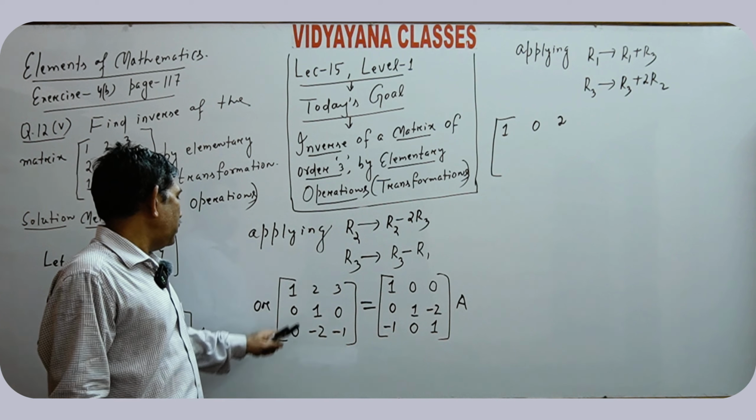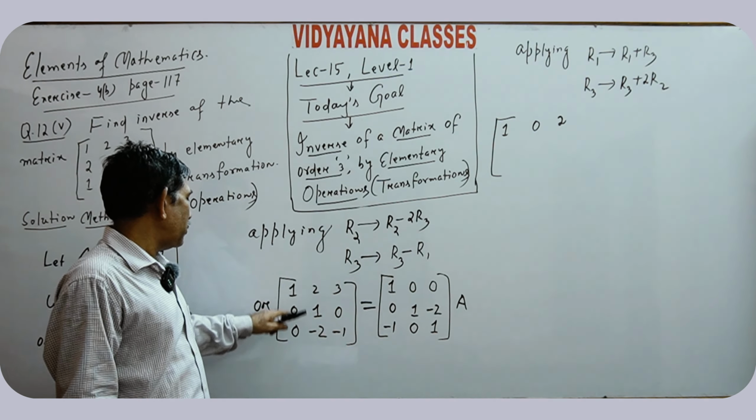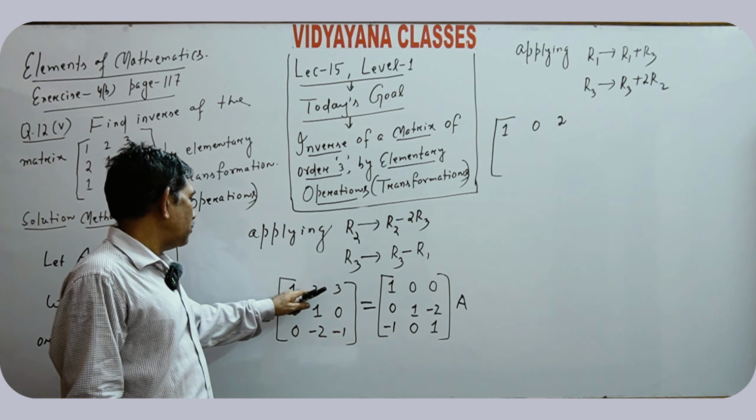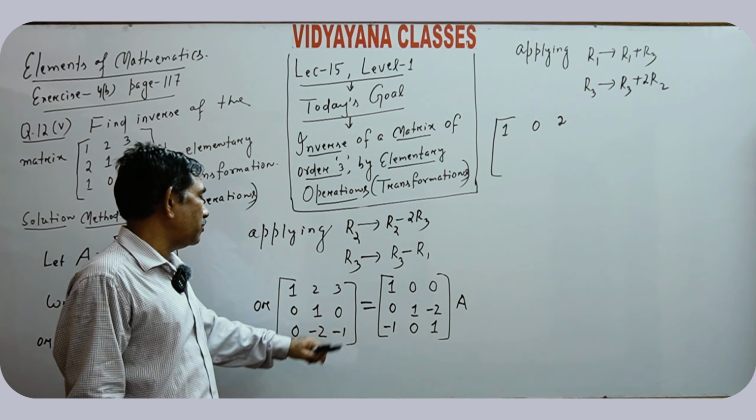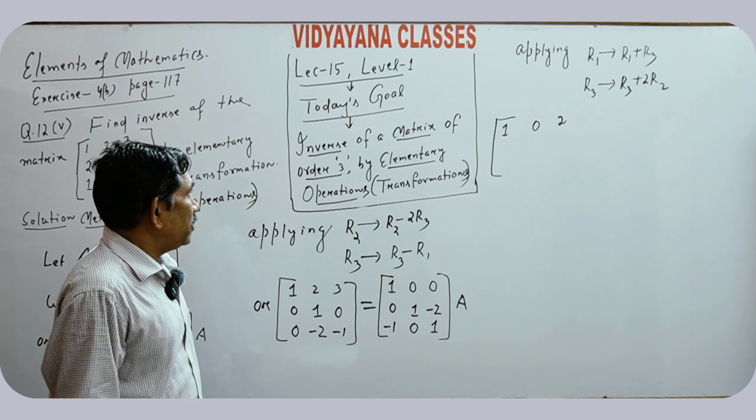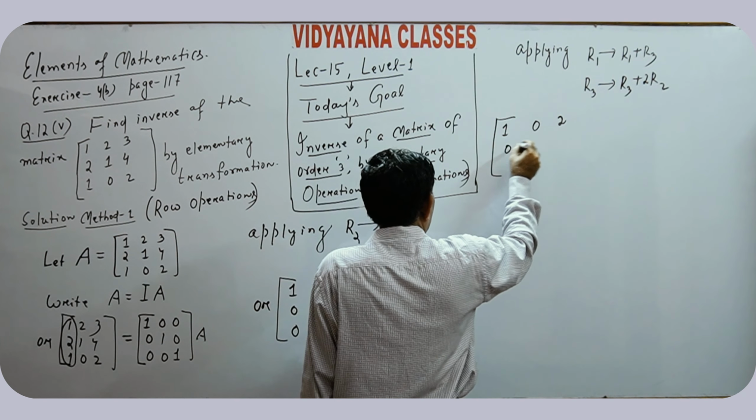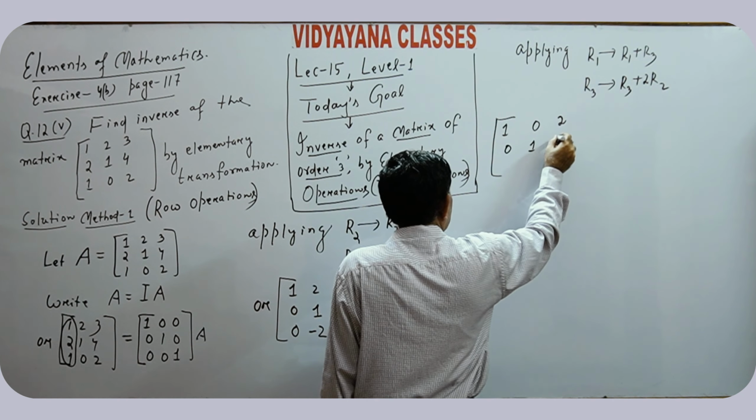R1 is replaced by R1 plus R3, there 1 plus 0 is equal to 1, 2 minus 2, that is 0, 3 minus 1, that is equal to 2. There is no change of row 2: 0, 1 and 0.